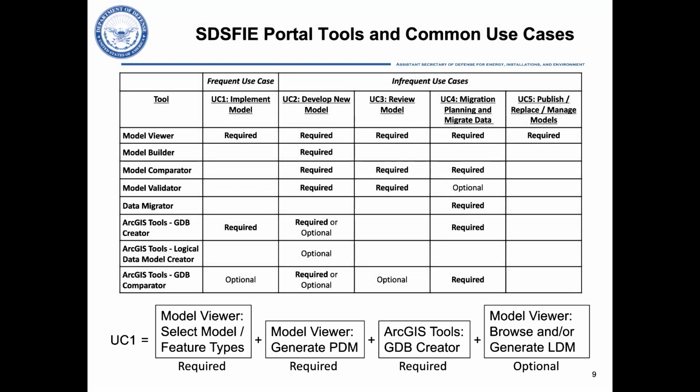There is one item from the list of tools and apps not described in detail thus far. That is an application known as the Automated Process Portal, or APP, which is an online system that facilitates and manages all aspects of the SDSFIE change management process, or CMP.